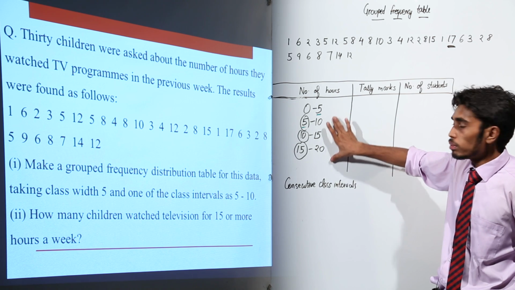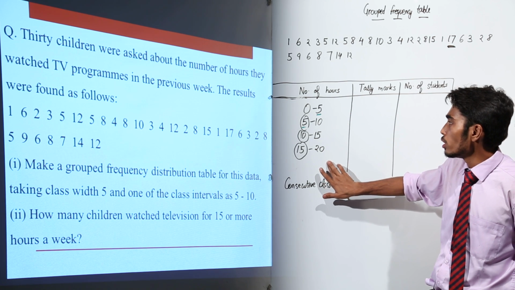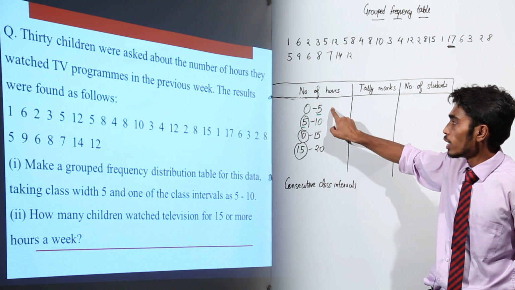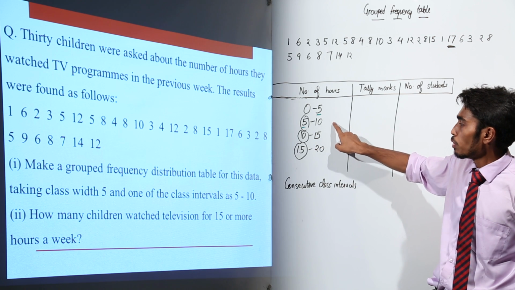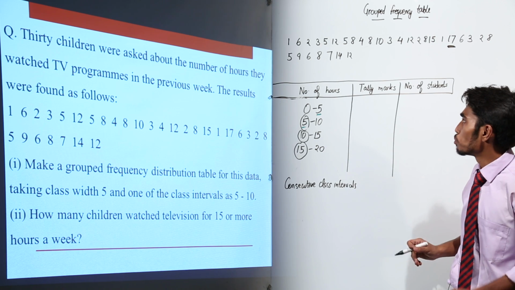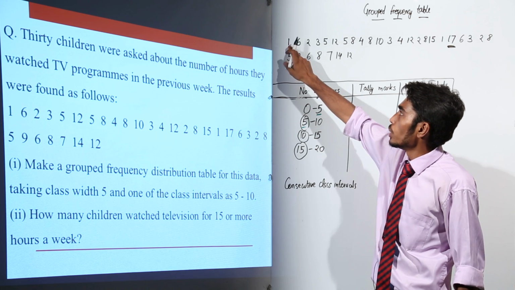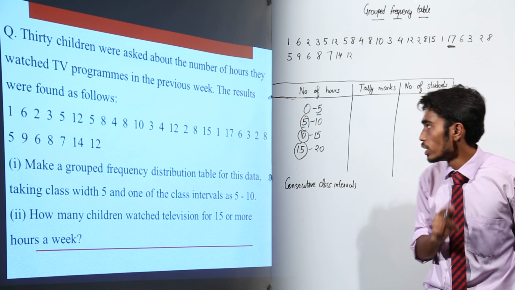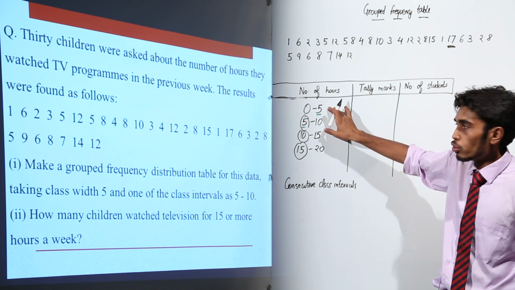Now we have formed these class intervals, right? And we have also learned that 5 won't belong here, it will belong in this category, 10 will belong to this category, and 15 will belong to this category. So let us start with the process. The first student watches the TV program for 1 hour only. So 1 belongs to this category, that is 0 to 5.